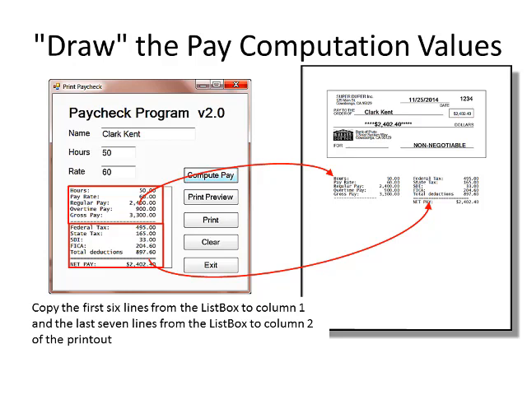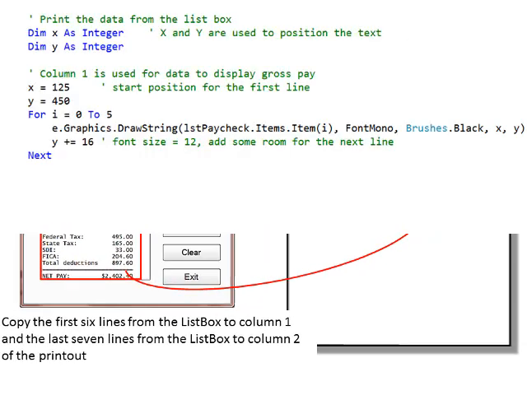What I want to do is to copy the first 6 lines from the list box to column 1 and the last 7 lines from the list box to column 2. I'll show you how to copy the first 6 lines, and then you have to figure out how to do the next lines. So to do that one, here's the code.